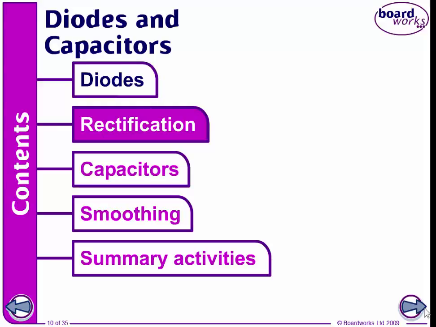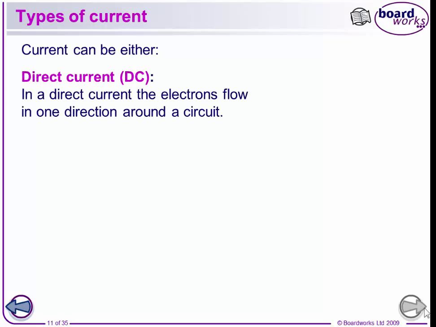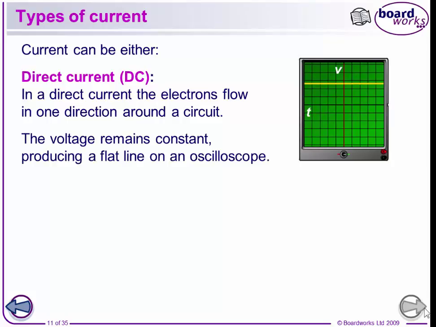Now we're going to look at rectification using diodes. Now, we know about current. It can be either direct current, DC. In a direct current, the electrons flow in one direction only around the circuit. So usually the voltage stays constant and the current would only be in one direction. A trace on an oscilloscope will look like this.